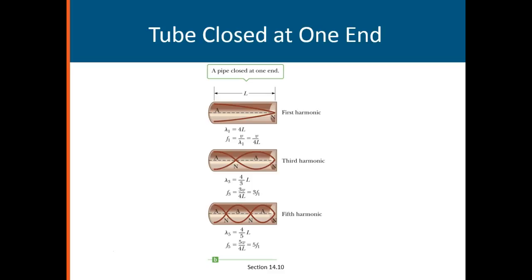They skip the second one. They can't have a second one. The second one would be where you had a node here, but since that's open end, you can't have a node there. So you have to wait till the next one. The next one would be 5.